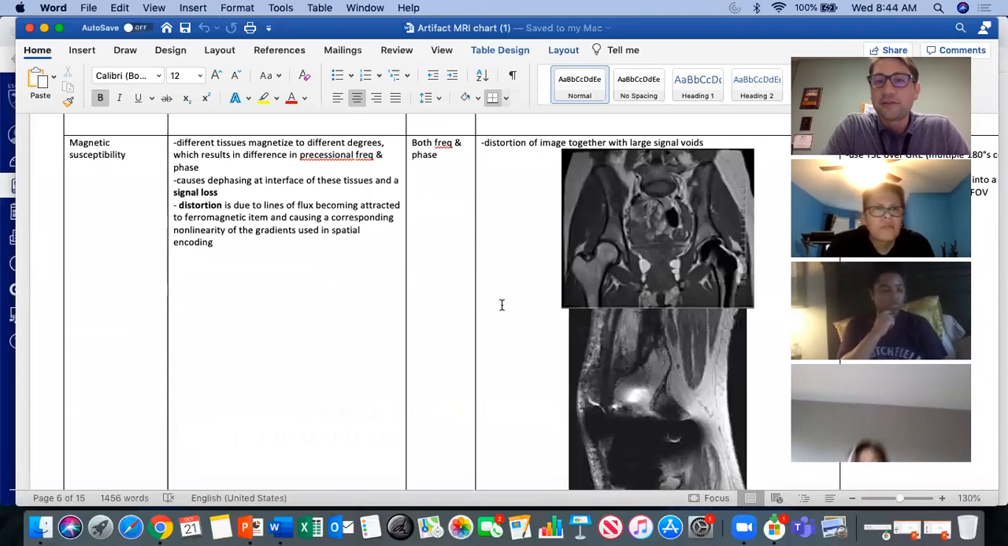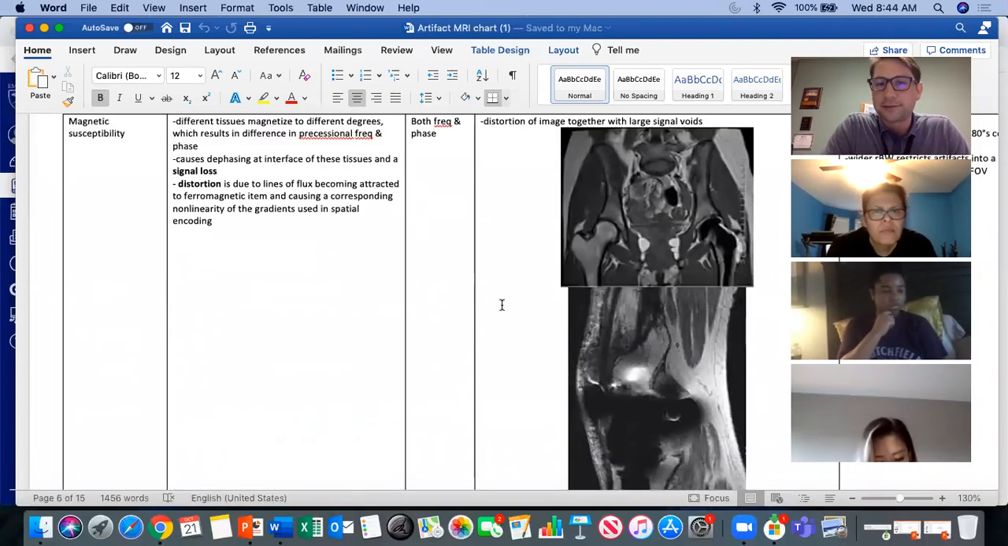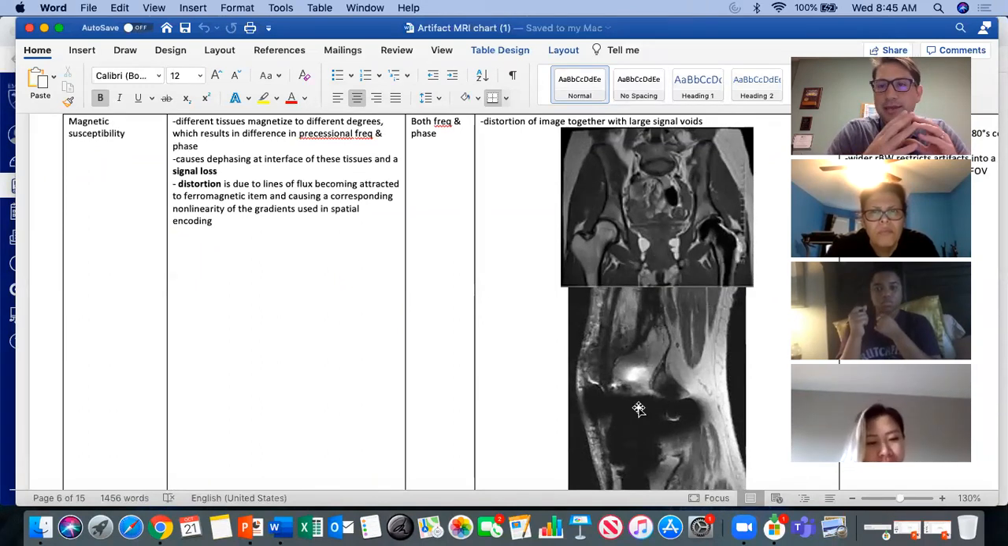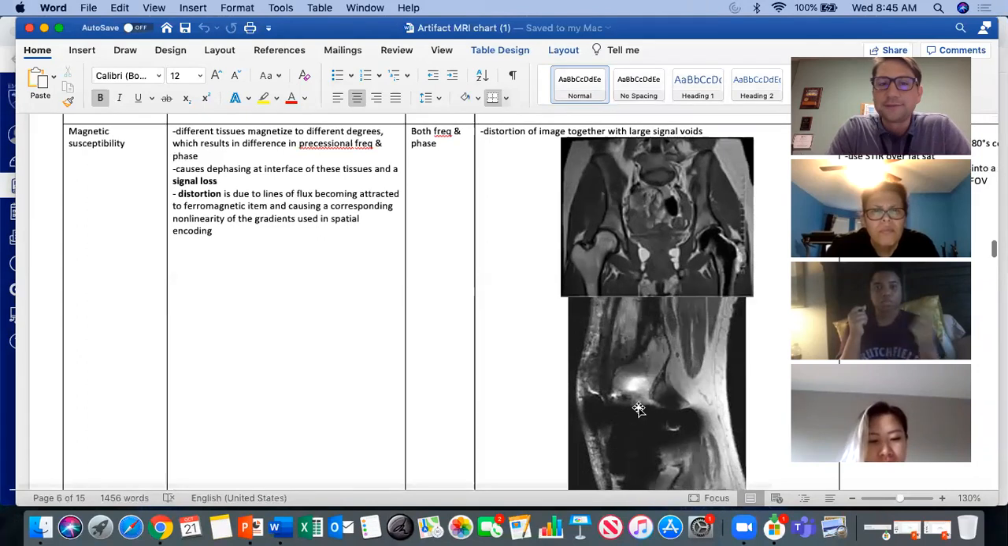And then our final artifact that we talked about was magnetic susceptibility. Any type of metal we bring into the room is going to cause our magnetic flux lines to rearrange, and that can cause what we call distortion of our image. It causes a signal void underneath that image because it causes those spins to rapidly decay. So we get signal void and also distortion of our image because it's bending our magnetic flux lines.